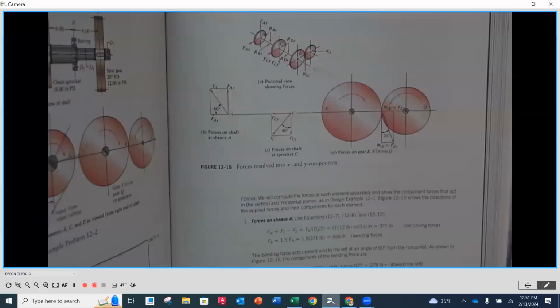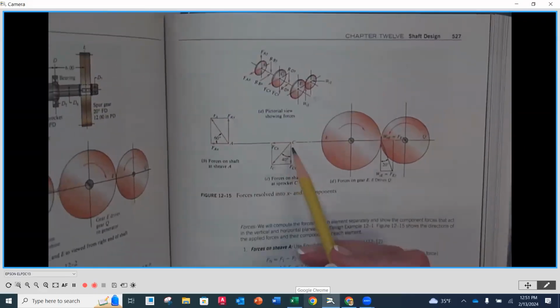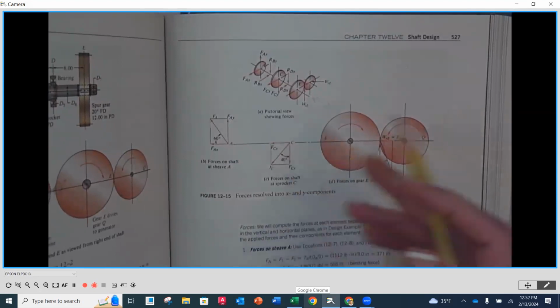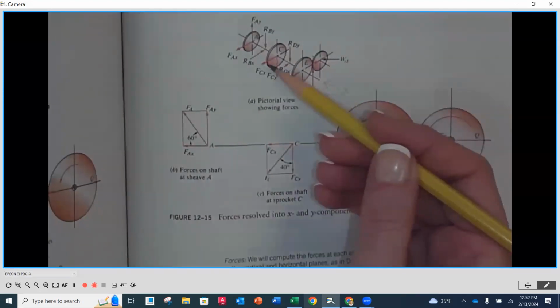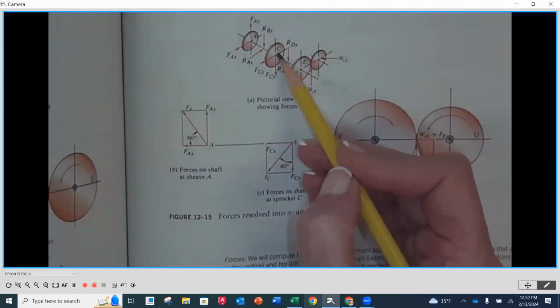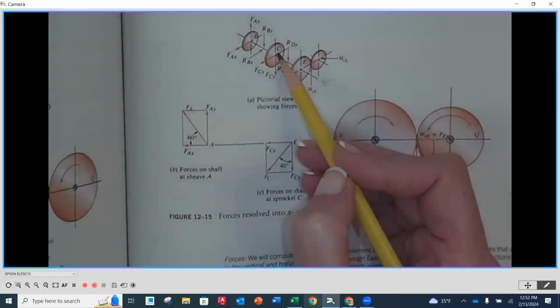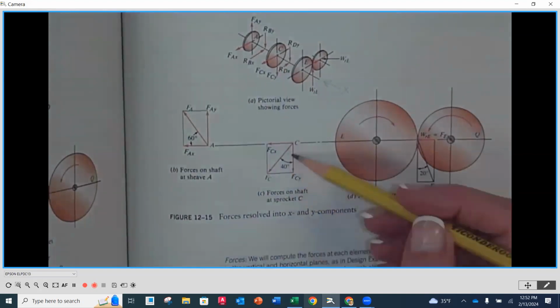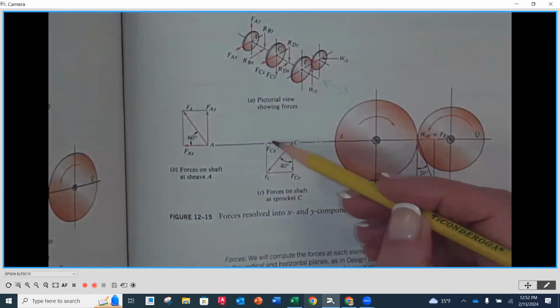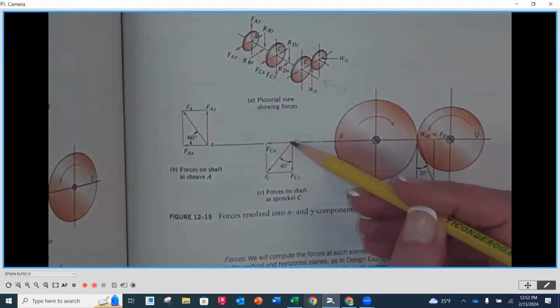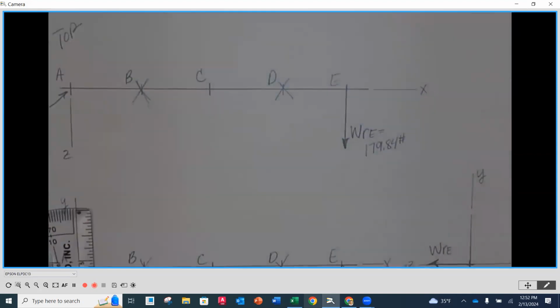When I go here, you're going to notice that at C they're depicting C as a point. It's looking down the X-axis, so C is right here along the length of that shaft. They're showing those forces, the Y going down and the X going to the left. This is your right side view looking down the X-axis. Make sense? So those are the two forces that we have.